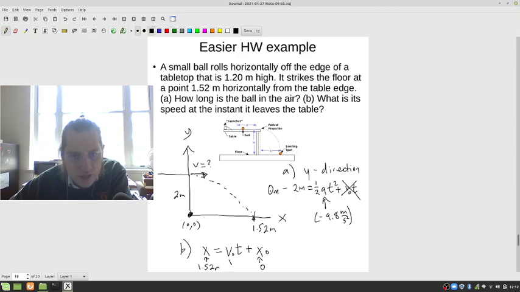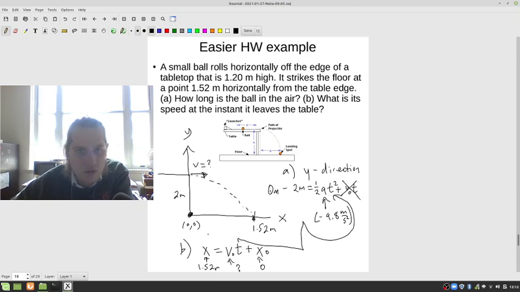The velocity I don't know, but the time I do know. How do I know it? Because I get it from part A. So use the time that you got in part A and this other information to solve for v naught. And that gives you the speed. So in projectile problems where you start out with speed only in the y direction or the x direction, things get a lot easier.